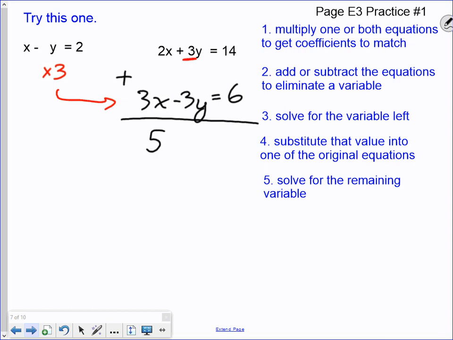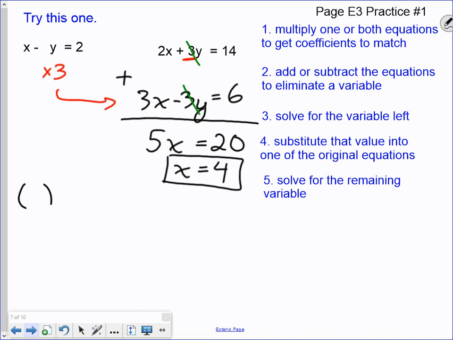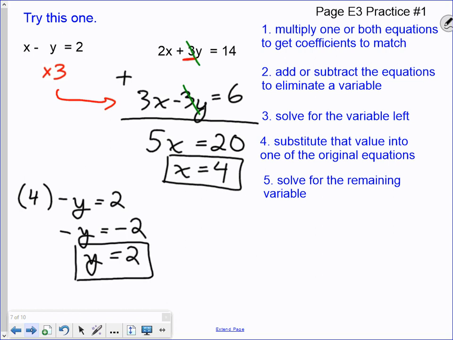2x plus 3x is 5x. Obviously, our y terms cancel out. 14 plus 6 is 20. Dividing by 5, x is going to be equal to 4. If x is equal to 4, we can sub that into our original equation here. 4 minus y equals 2. Subtract 4 from both sides. 2 minus 4 is negative 2. So y equals 2. So there's our solution. y equals 2, x equals 4, or the point 4, 2.